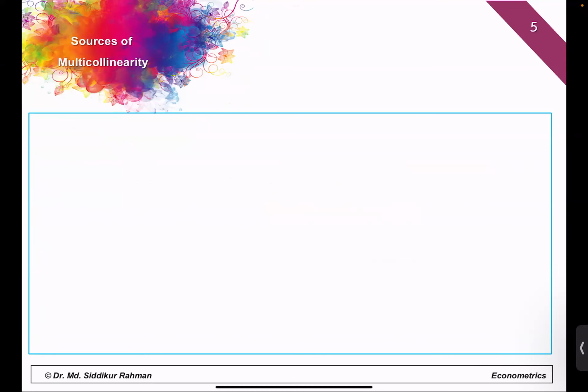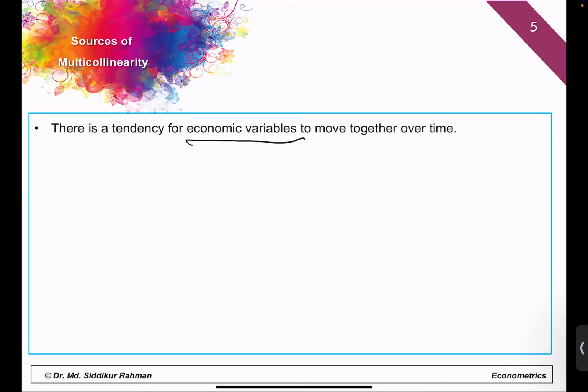What are the sources of multicollinearity? Where can you normally find the multicollinearity problem? Suppose there is a tendency for economic variables to move together over time, like if you consider GDP, GNP, GNI, or the economic stability of a country. The normal tendency of an economic variable is that it's not constant over time. It's changing, right? So this kind of economic variable is supposed to have the multicollinearity problem.